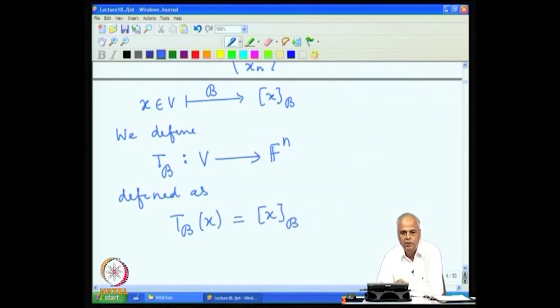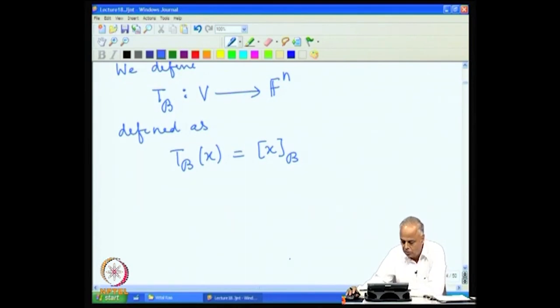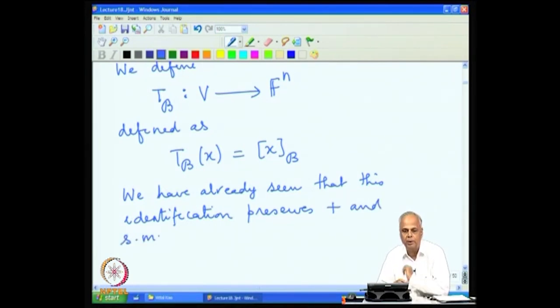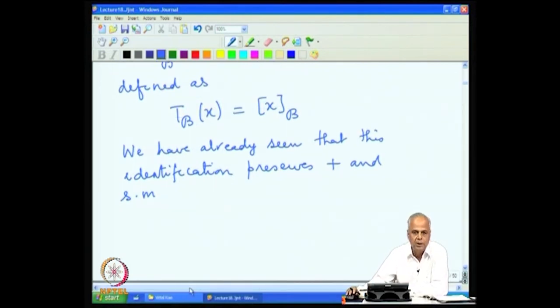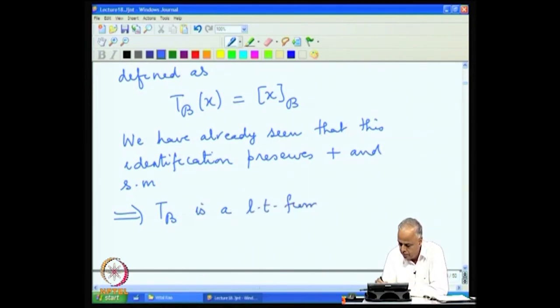So, start from a vector x in V, construct the column vector, and that is in Fn, and that is a unique column vector because every vector x has a unique representation in terms of the basis. And we have already verified that this identification preserves addition and scalar multiplication. I will write SM for scalar multiplication. So, this preserves addition and scalar multiplication, and therefore, it is a linear transformation. The moment it preserves addition and scalar multiplication, it qualifies to be called a linear transformation. That implies T_B is a linear transformation from V to Fn.